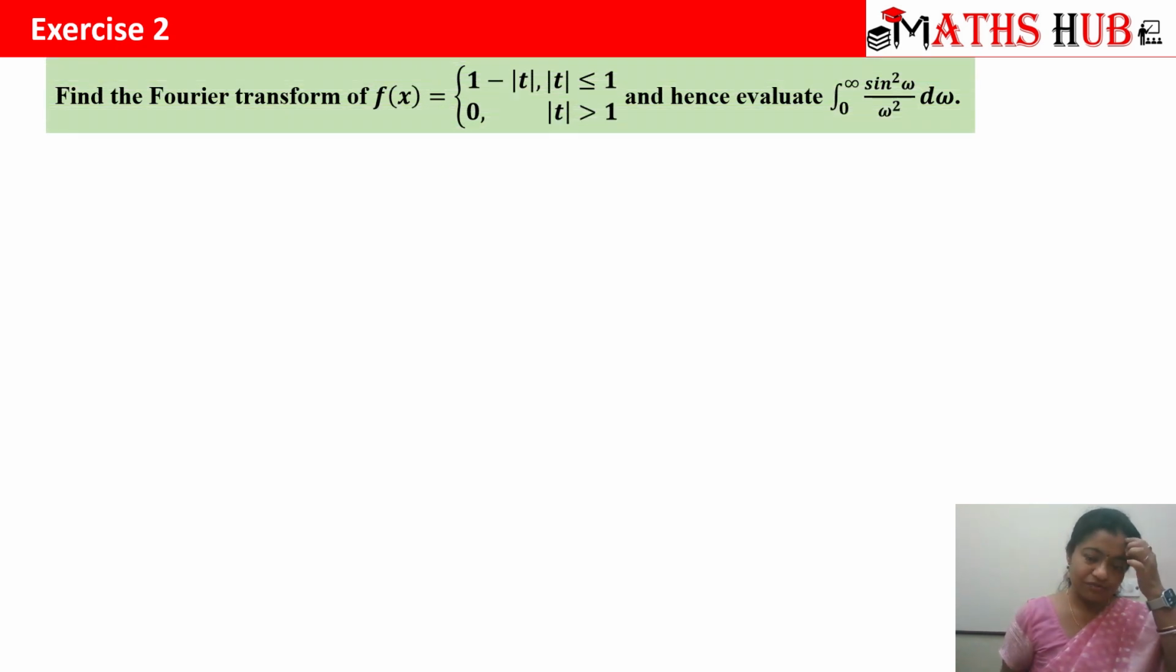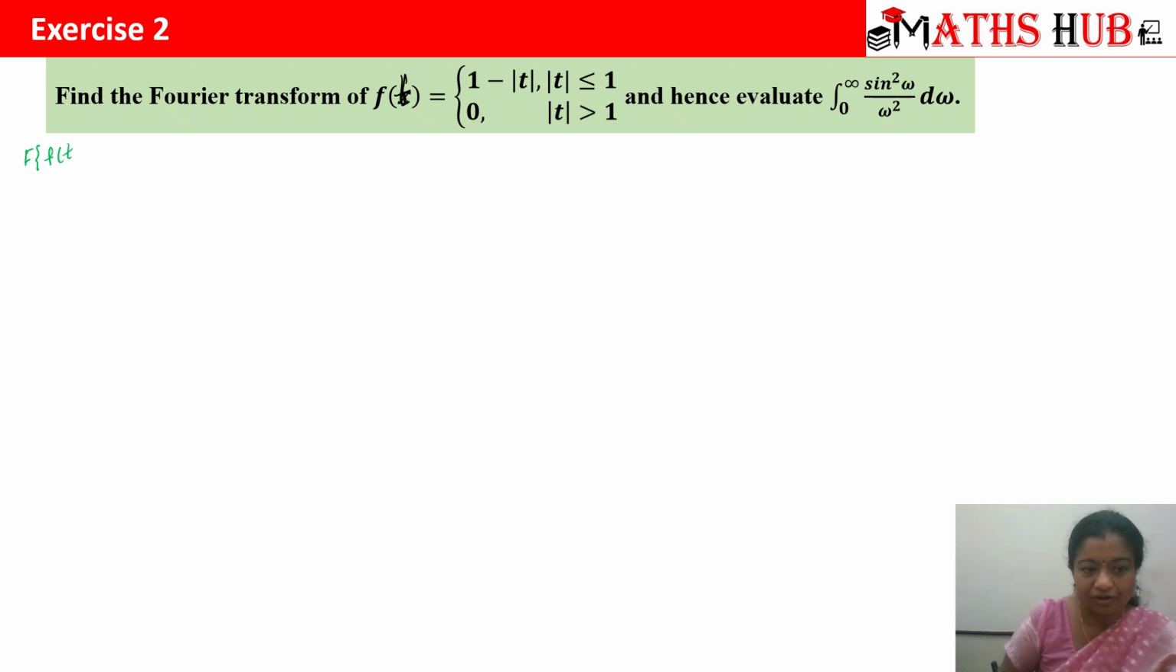Find the Fourier transform of f of x. Again, this should be f of t. F of t is equal to 1 minus modulus of t when mod t is less than or equal to 1, and 0 when mod t is greater than 1. And hence we need to evaluate the integral from 0 to infinity of sine square omega by omega square d omega.